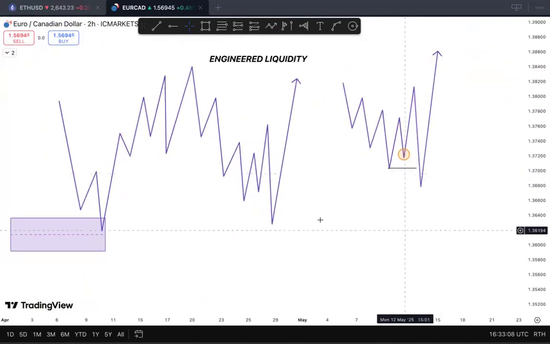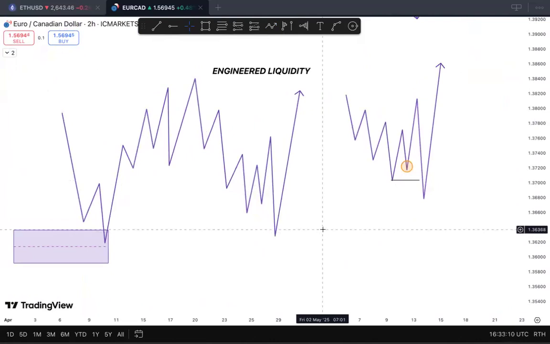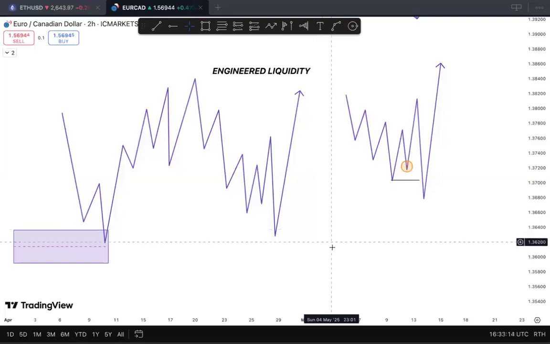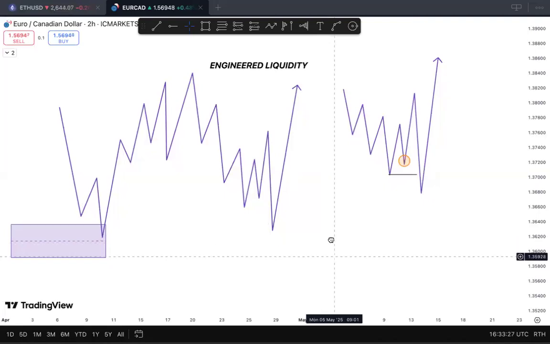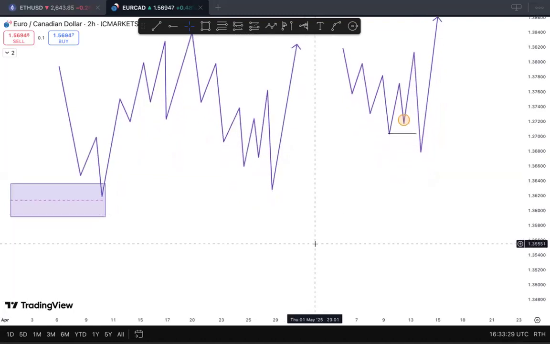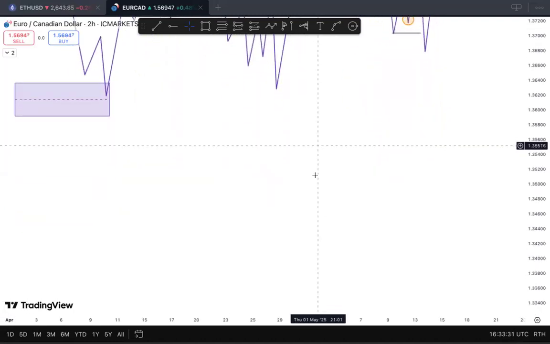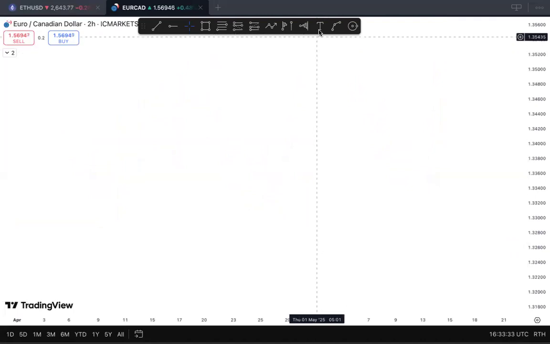So do you see what I just explained to you? So this is engineered liquidity. Always remember this. And always put in your mind that you need structural liquidity. If you don't see structural liquidity, you're not going to take that trade, okay? So now let's look at the criteria for a valid structural liquidity or engineered liquidity.